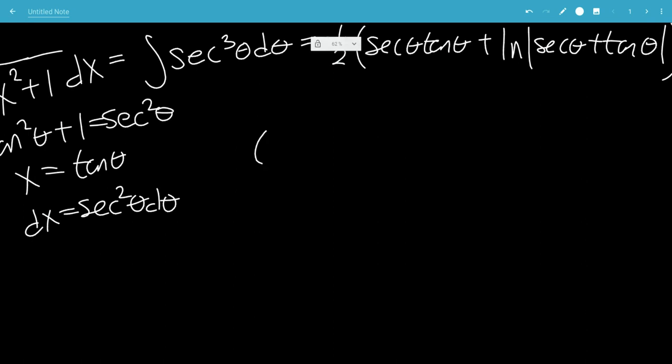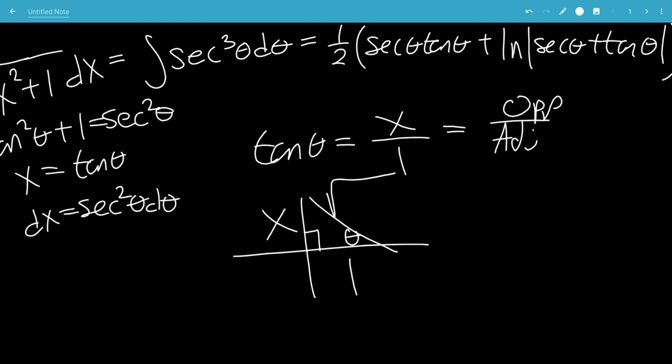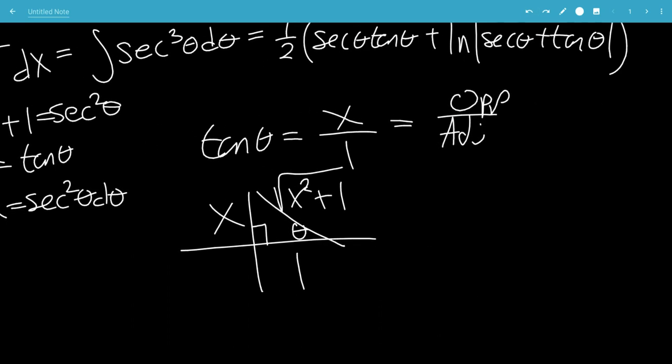So tangent theta is x over 1. So we're going to draw a right triangle. That would be theta. And now tangent theta is opposite over adjacent. So x will be opposite, which is here, and adjacent is here. We're going to complete the squares, or do the Pythagorean theorem. This will be the square root of x squared plus 1, which is actually in the original integral. It's the same thing, but usually it shows up.